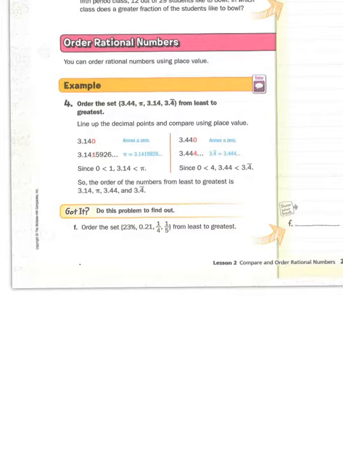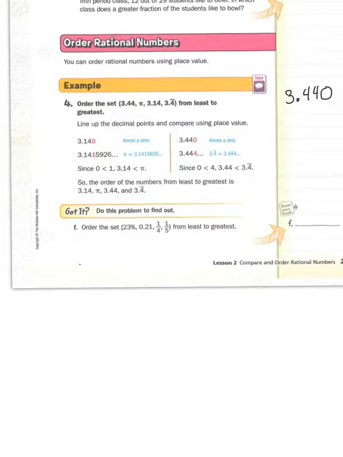It says, order the set 3 44/100, pi, 3 14/100, and 3.4 repeating from least to greatest. So again, what we are going to do is write all of these as decimals, which isn't too bad since most of these are written as decimals already. I'm going to use the space over to the right. So again, we have 3.44. Remember, if needed, we can always add a 0 at the end of the decimal. That doesn't change the value.